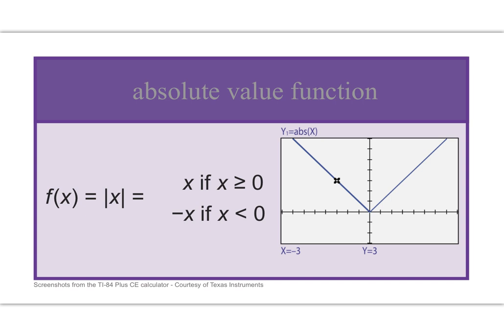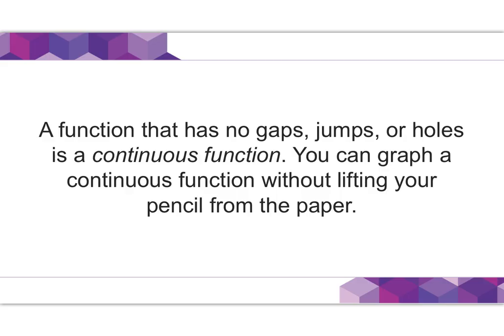Just as a reminder, an absolute value function means that if x is greater than 0, you use that number, and if x is less than 0, you use the opposite. So all of these negative x's, you're going to have a positive y. All of these positive x's, you're going to have a positive y, which forms this V shape for this particular graph. So let's talk about the term continuous, a function that has no gaps, no jumps, no holes. It is a continuous function. So when you have a continuous function, you can graph that function without lifting your pencil off of that paper.